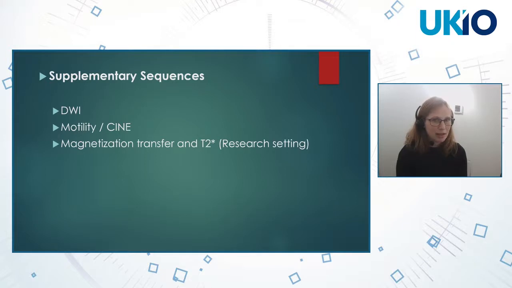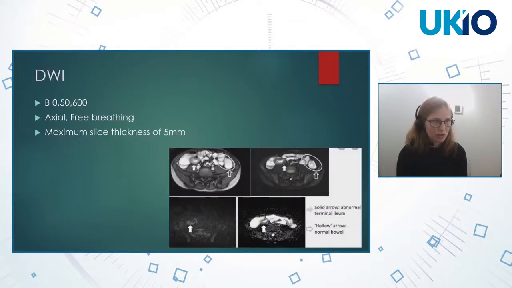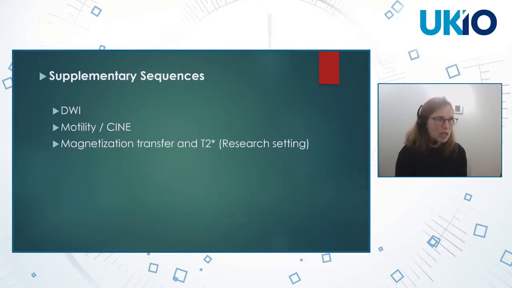And I'm just going to spend a little bit of time moving on to those supplementary sequences, just to go back for a second. So the DWI and motility are actually increasingly used in clinical practice. Magnetization transfer and the T2 star imaging is still very much in a research setting, so we don't really have time to cover that today.